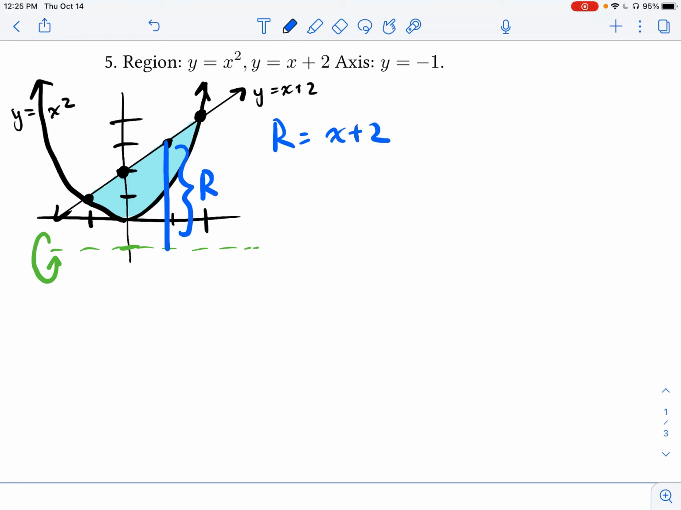And because this remaining distance here is 1, you can think of this as subtracting a -1, or you could just think of this as adding +1. But we know this distance here from the x-axis to this line is 1. So this here was x plus 2, and this distance here is 1, so we can say that x plus 3 is my larger radius.